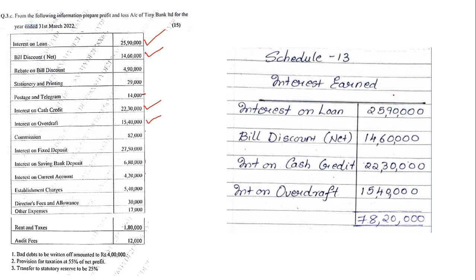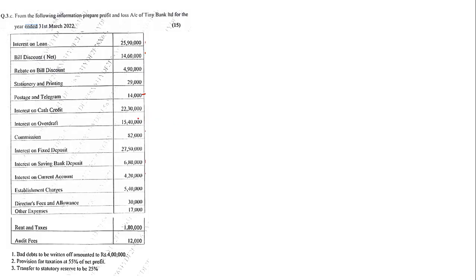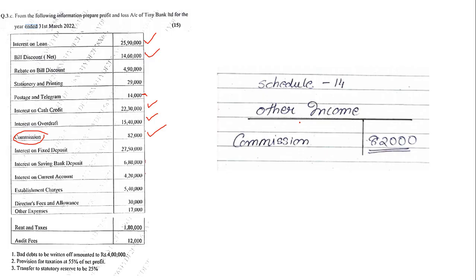Okay, next, other income. For schedule number 14, other income, let us check which other incomes are available. Remember, we have done 1, 2, 3 and 4. These 4 things are over. And I can see commission. Commission is an income that comes in other income. Interest on FD, saving, current, these are all my expenses, and all the others are other charges. So there's only one income, that is commission. Schedule 14, other income, only income from commission, that is 82,000. Schedule number 14, only one value.